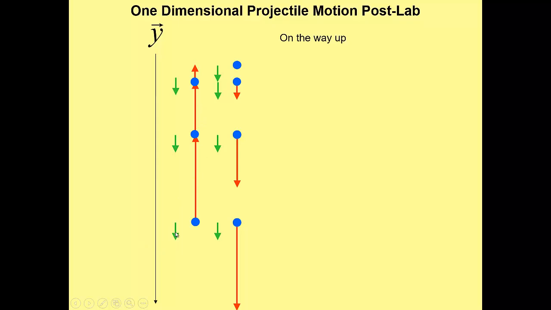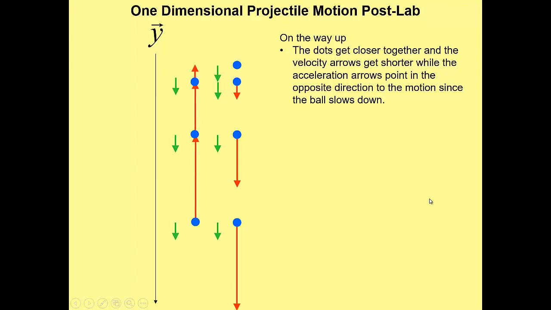However, the acceleration arrows are staying the same size because it's a uniform acceleration. But you're going up and slowing down. Note the acceleration arrows point down. They're working against the motion, which means you're slowing down, right? See how this fits all of the patterns we saw for horizontal things? So the dots get closer together, the velocity arrows get shorter, the acceleration arrows point in the opposite direction to the motion. 3 ways for you to see the ball slowing down.